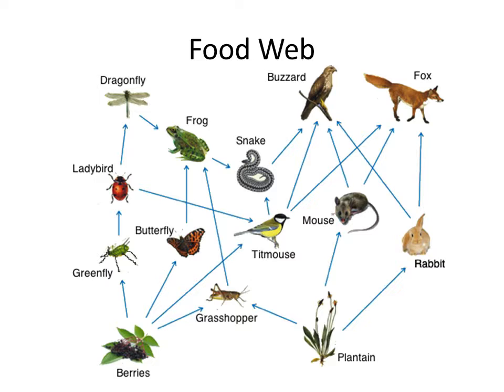So this is a typical food web where animals are connected in these ecosystems by some animals eating others or eating plants, and then those animals are eaten. For example, down the lower left you see the berries that are eaten by green flies and butterflies and grasshoppers, and then these insects are eaten by frogs and birds, and then these animals are eaten by larger animals like buzzards and foxes. So it goes from the producers to the consumers, and when any of these organisms die off, their bodies will be degraded by the decomposers.